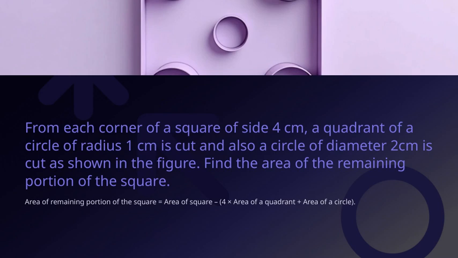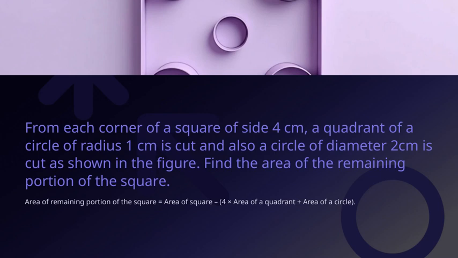First, note that from each corner of the square, a quadrant of a circle with a radius of 1 centimeter is removed. These quadrants are quarter circles that fit neatly into the corners. Next, we also cut out a full circle with a diameter of 2 centimeters, which means its radius is 1 centimeter as well. Now, the key idea here is to figure out the total area removed from the square.